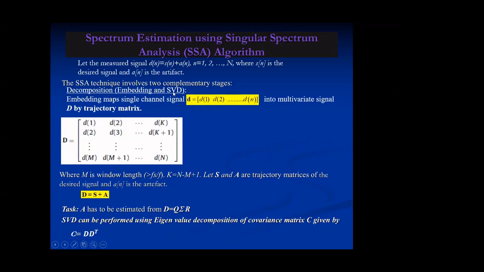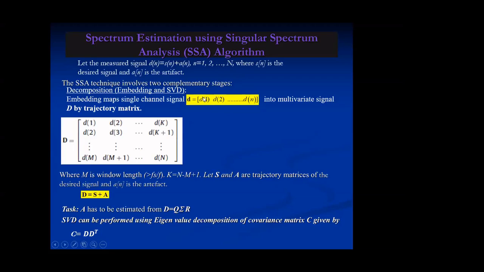But we have to use a matrix in SVD. Singular value decomposition means we require a matrix. So we are going to map a single channel signal, which is a vector, into a multivariate signal, which is a matrix. So the values that I have are D1, D2, D3, and so on up to D capital N. Sorry, this is capital N, not small n. So this is D1, D2, and so on up to D capital N.